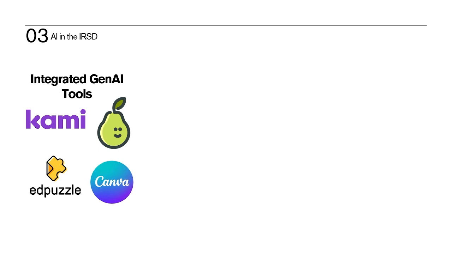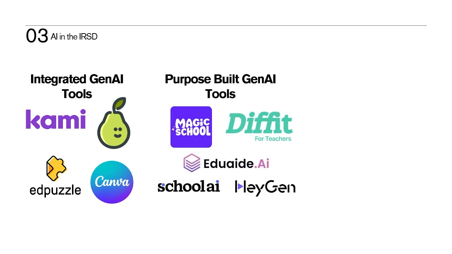Purpose-built generative AI tools are built with GenAI as the foundation of their function. These tools leverage GenAI to create specific artifacts or perform certain tasks. Examples of purpose-built tools specific to education include Magic School, Diffit, School AI, and others.